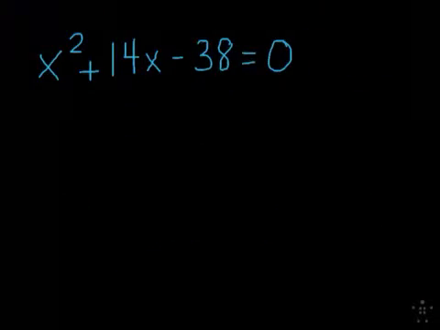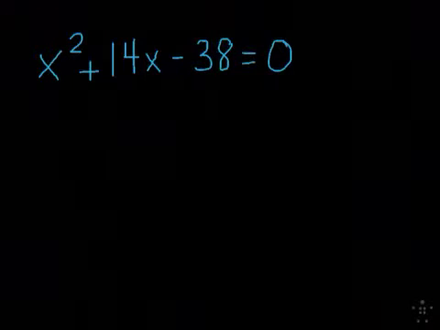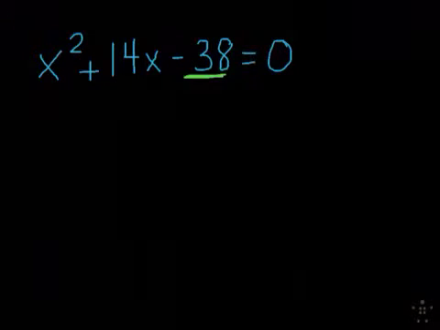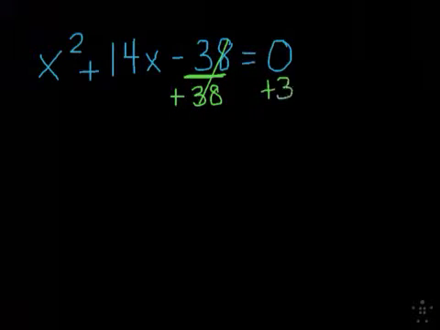Here's our first example. When we complete the square, the first thing we'll do is move our constant term to the other side of the equation. So our constant term here is negative 38. That's our c. So we're going to move it by adding it to both sides of the equation. So we end up with x squared plus 14x equals 38.